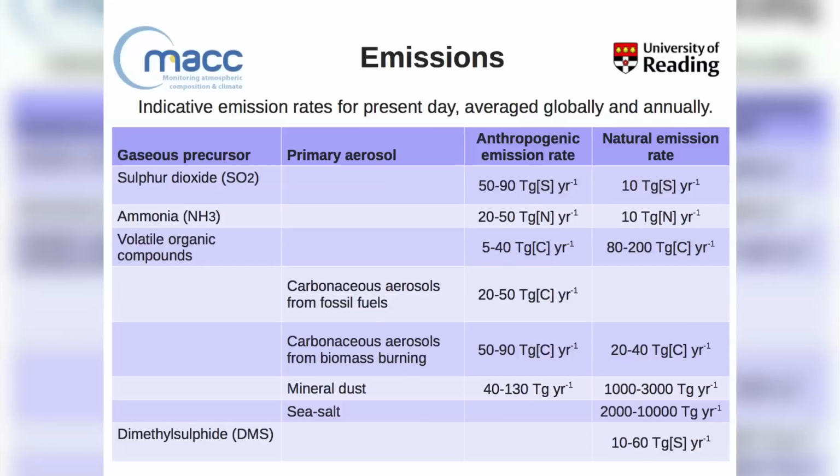Claire Granier, Catilius, and Johannes Kaiser will talk a lot more about emissions during the week. But let's start with sulfur dioxide. So that's the gaseous precursor of sulfate aerosols. Typically, estimates of the anthropogenic emission rate are between 50 and 90 teragram of sulfur per year, much larger than the natural emission rate.